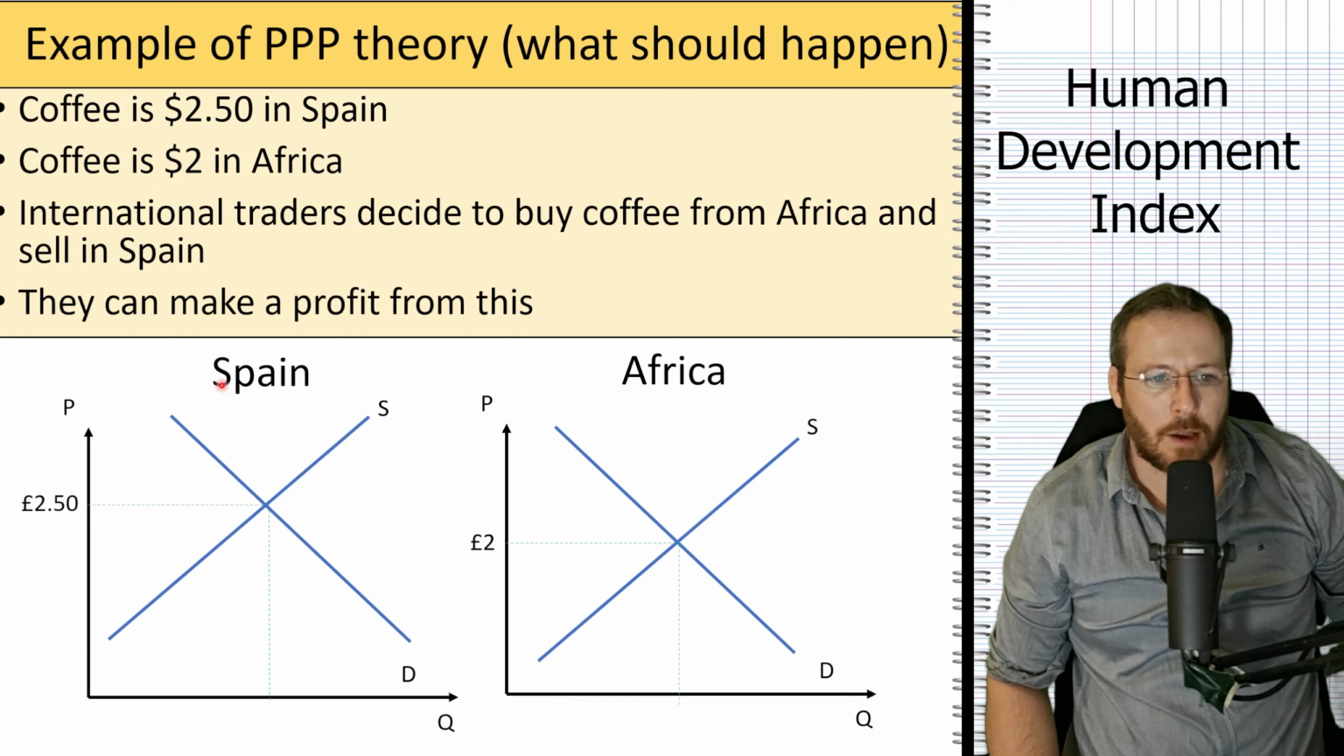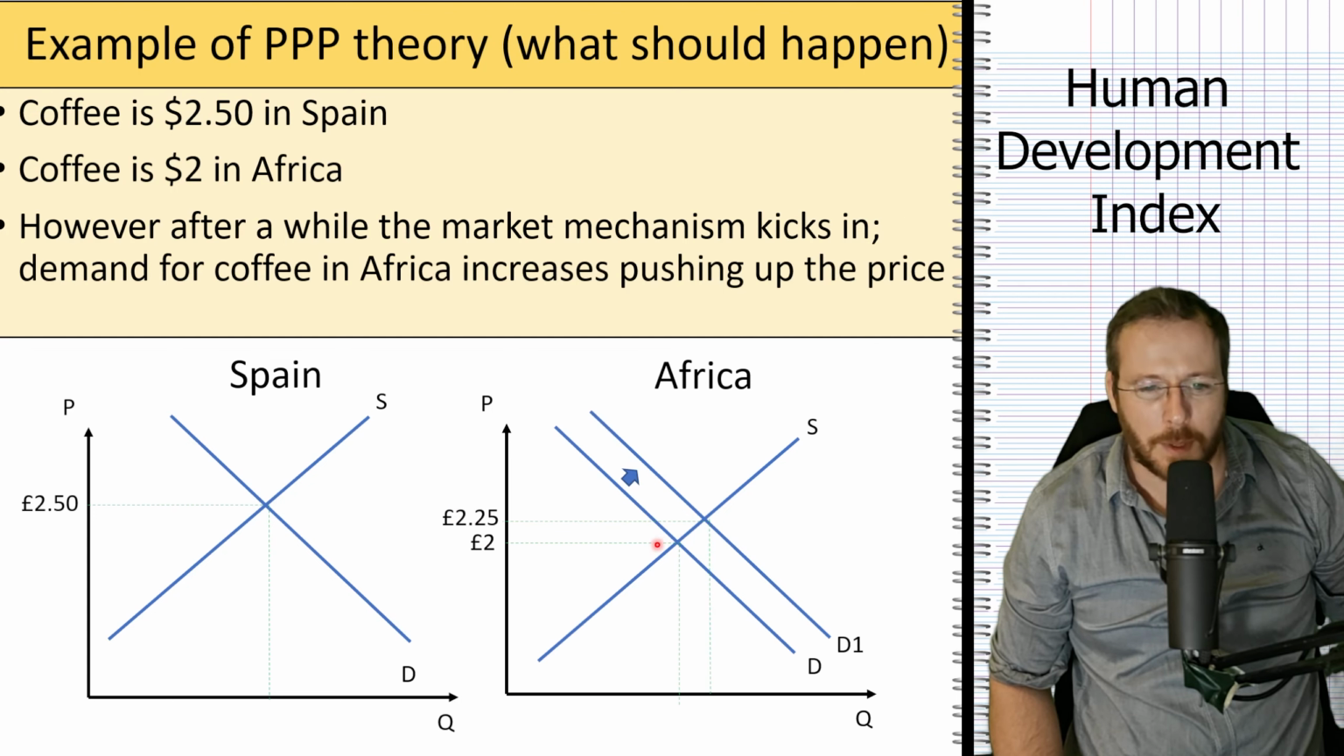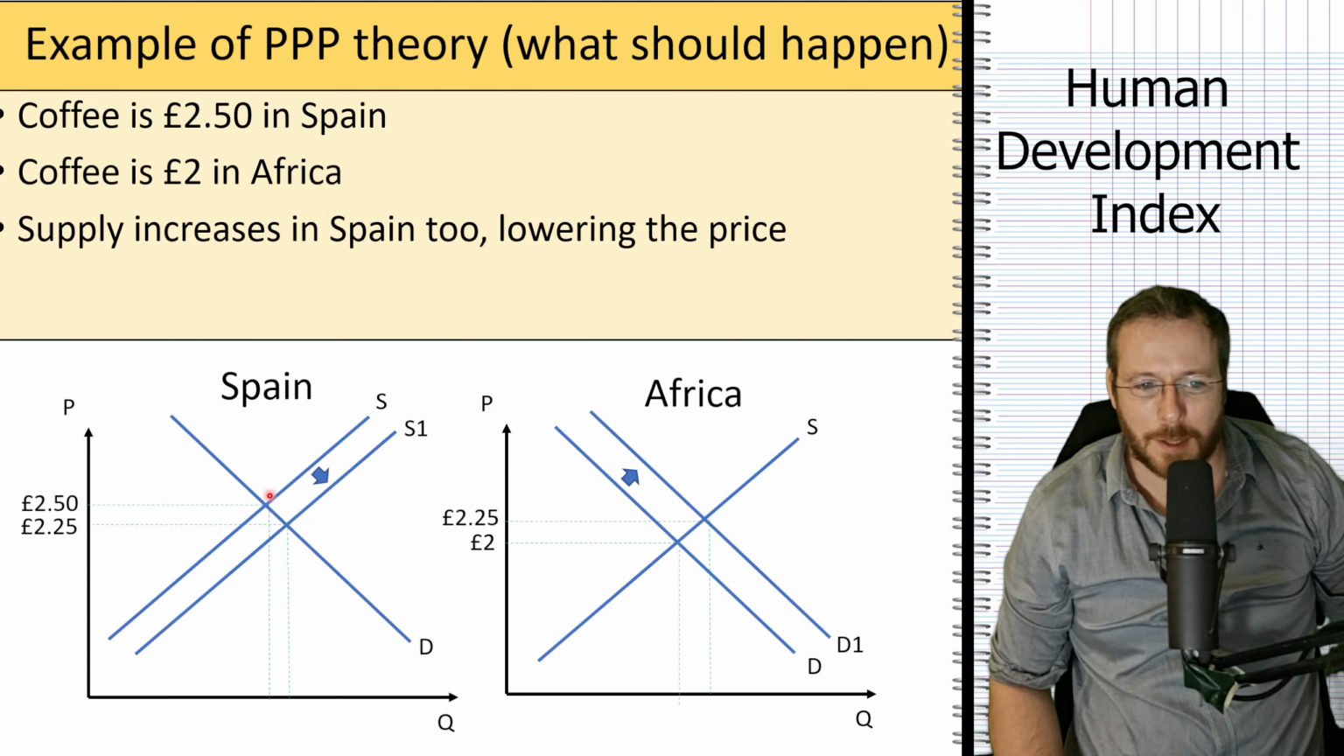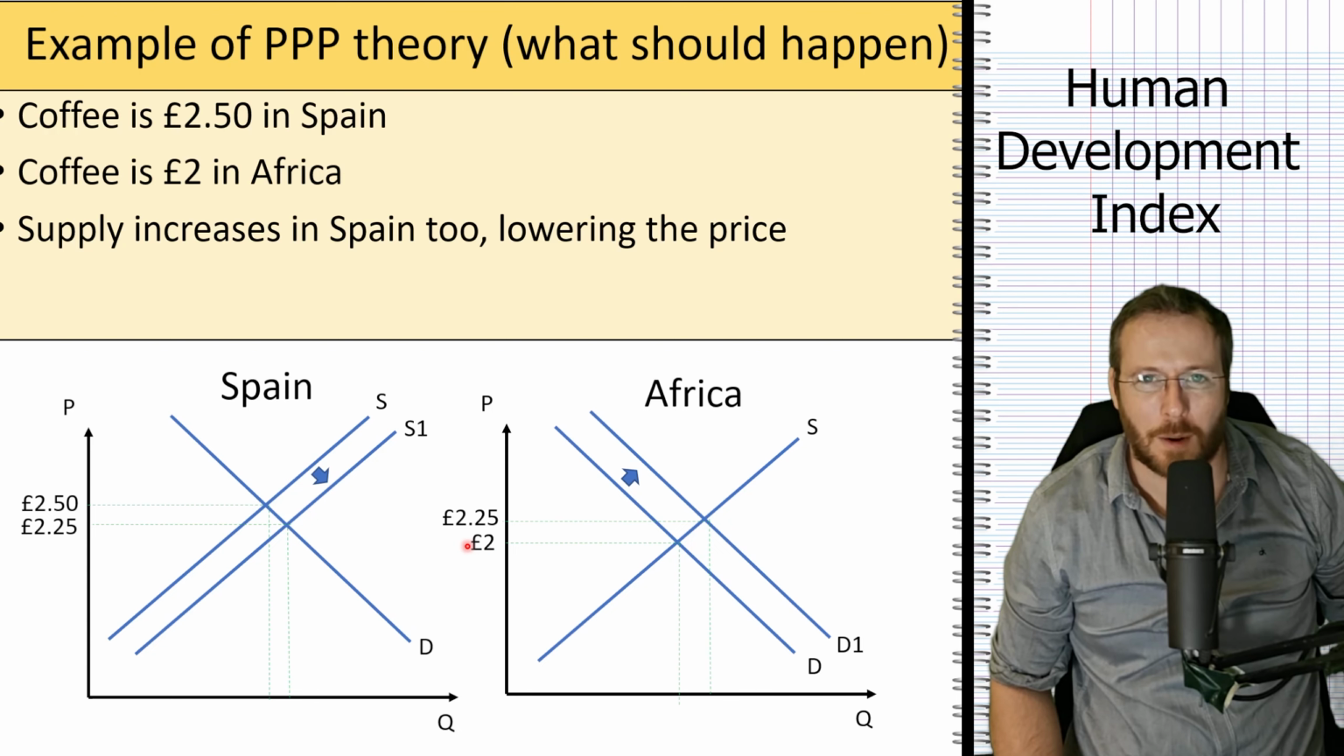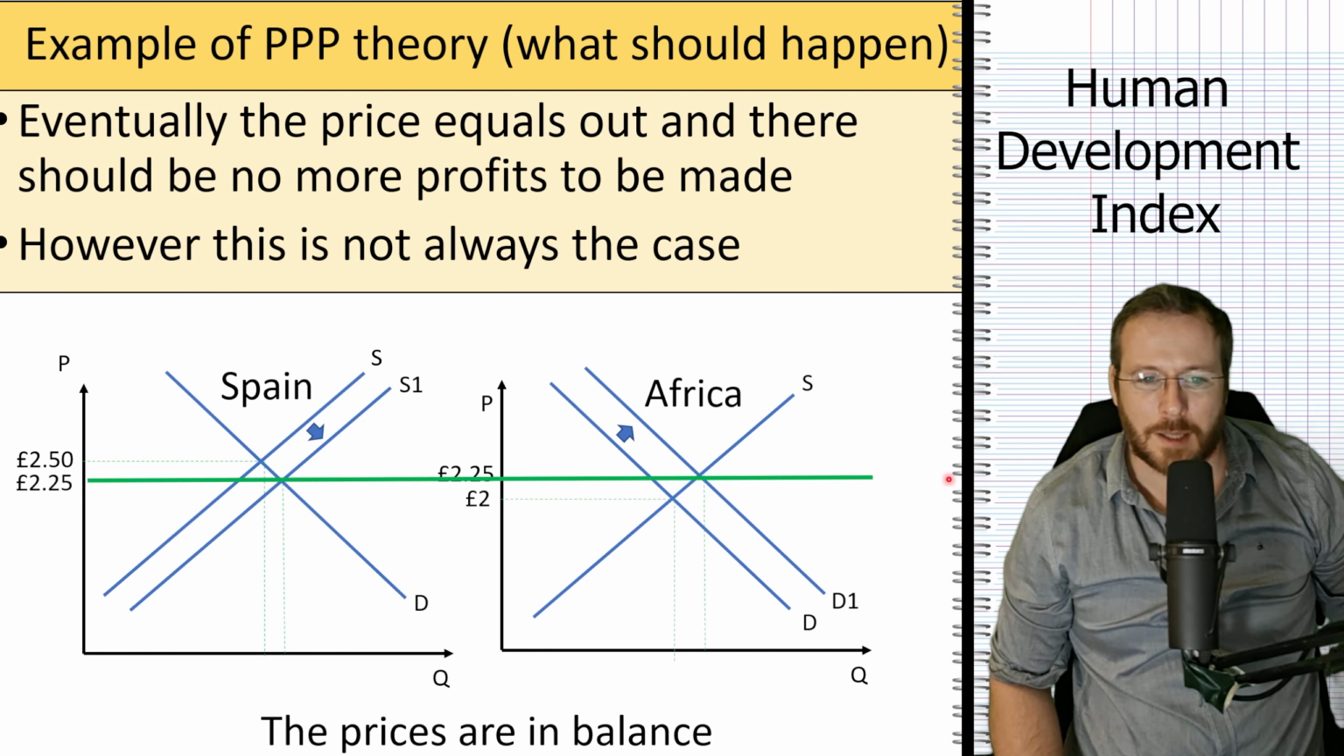So let's say coffee in Spain is £2.50 and coffee in Africa is £2. So what a smart businessman would do, buy the coffee, we can see the businessman bought more coffee in Africa. Therefore, the price of coffee went up in Africa. They took it over to Spain. They sell it in Spain. Look what happens to the supply. It increases. So now it's £2.25, £2.25 in both countries. This is the general theory of why it should be that way. However, it's not. See, the price is equaled out.